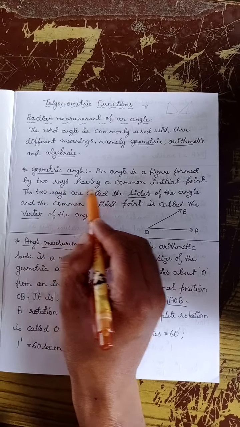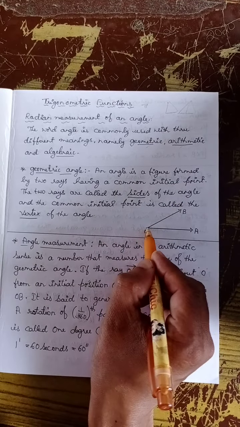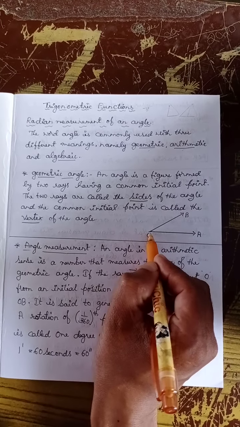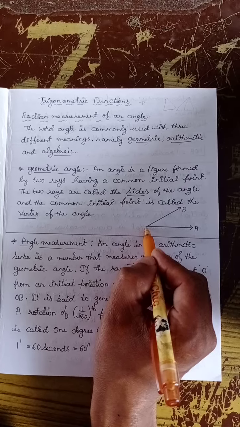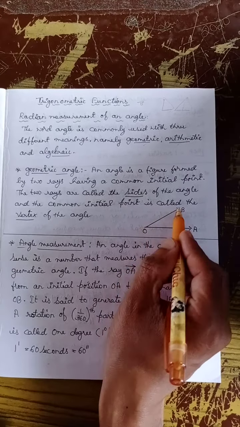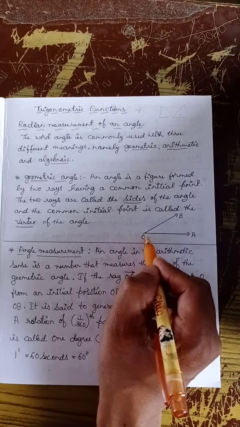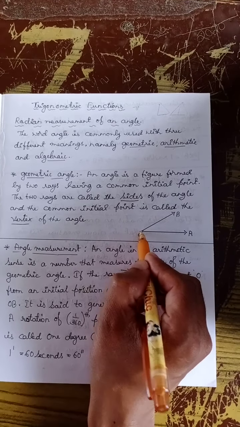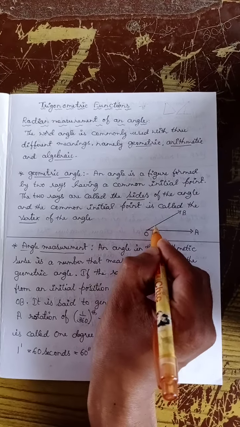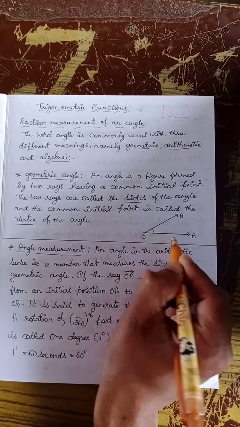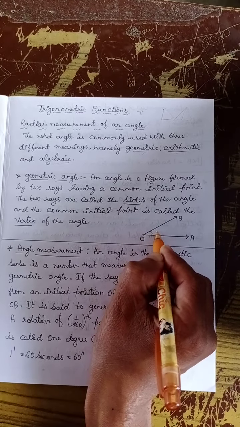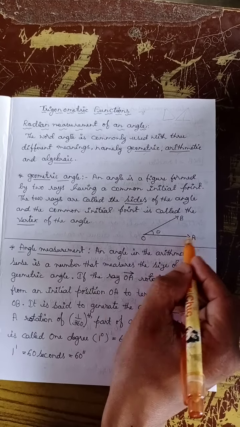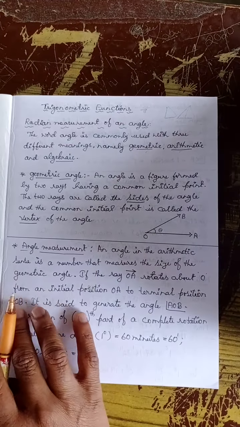Therefore, 2 rays have a common initial point, here O is the initial point. The 2 rays are OA and OB starting from the initial point O. OA and OB are called the sides of the angle, and the common initial point is called the vertex. So where is the angle forming? The angle is forming here, and in trigonometric functions it is generally represented as theta. Therefore, angle AOB is theta here.